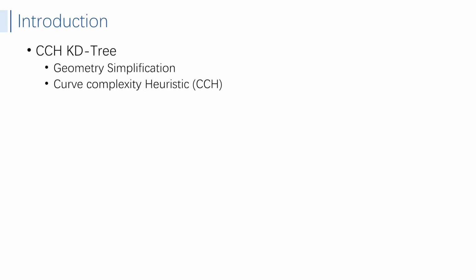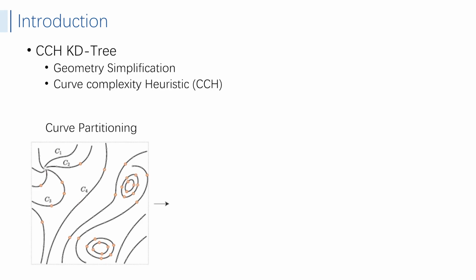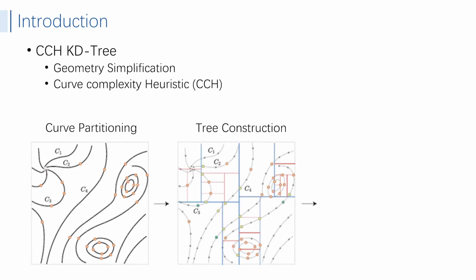Well, for the next section, we will introduce some details of our CCH KD-tree. The main idea of our algorithm is to build KD-trees with fitted segments, reducing the number of elements to lower time complexity. In order to fit curves into segments, we need to simplify geometry first, and this is our first step, curve partitioning. Afterwards, during the tree construction, we split curves again and apply our heuristic method, CCH, for branch cutting.